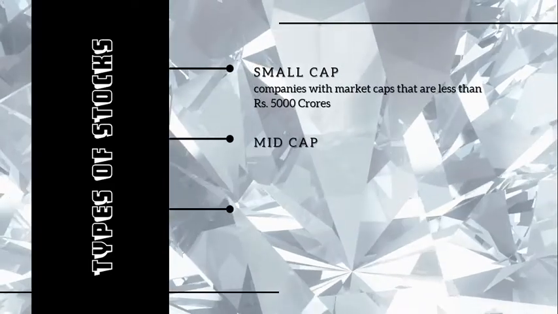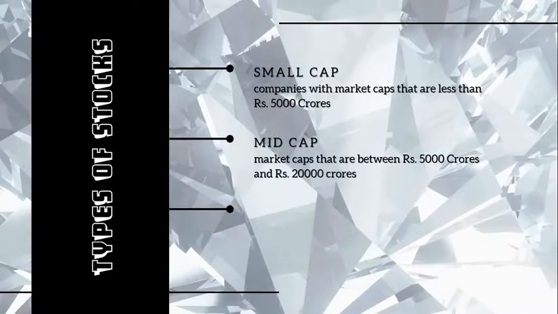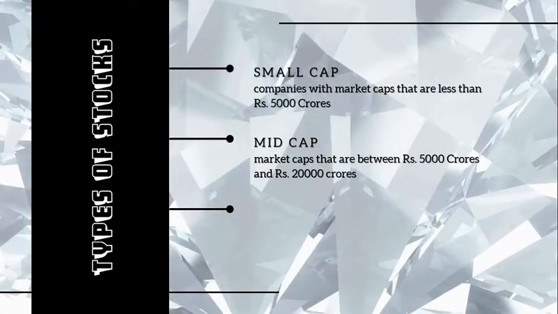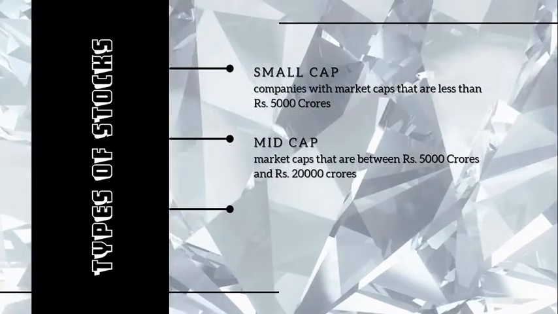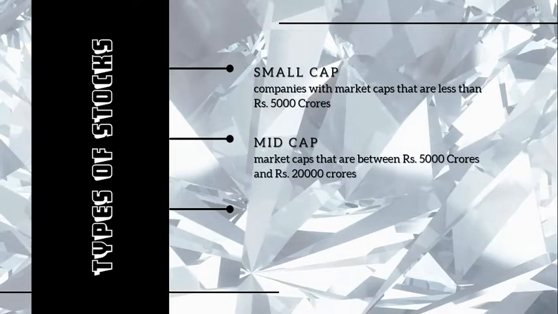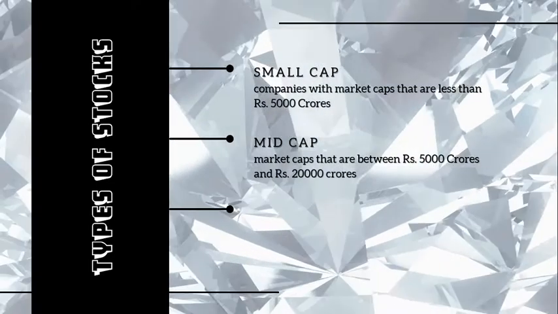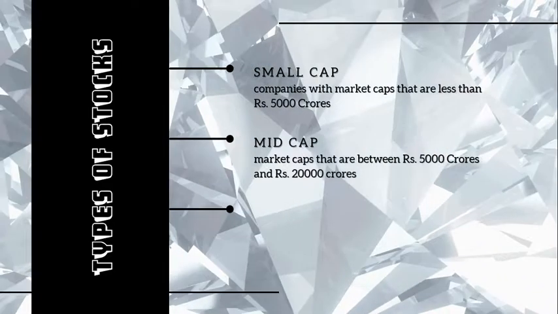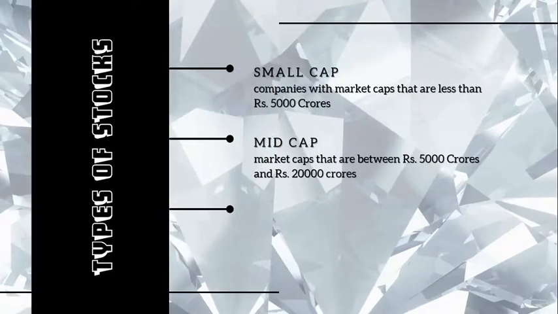Next is mid-cap. For many investors, this category offers a good compromise between small caps and large caps. The market capitalization is more than Rs 5,000 crores and less than Rs 20,000 crores. These stocks have some of the safety of large caps while retaining some of the growth potential of small caps.